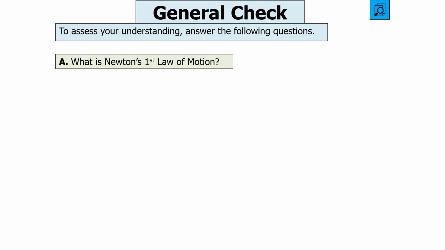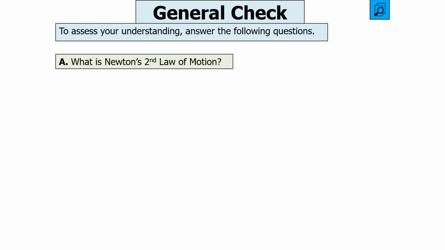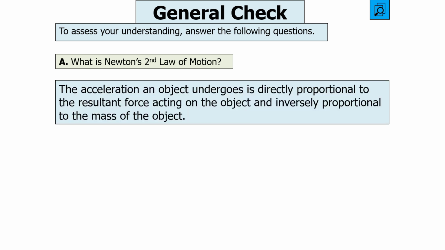The first question is, what is Newton's first law of motion? Pause the video now, then unpause the video when you want to go through your answer. It is, an object will only accelerate when a resultant force acts on the object. What is Newton's second law of motion? Pause the video now, then unpause when you want to go through your answer. It is when the acceleration an object undergoes is directly proportional to the resultant force acting on the object and inversely proportional to the mass of the object.